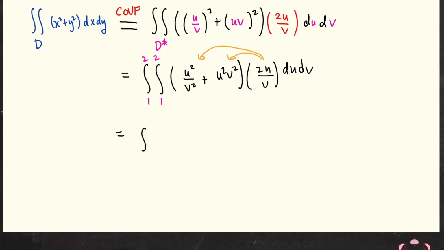Don't need to do the color coding. Let's just, okay, 1 to 2, 1 to 2. All right, so let's see. This times 2u over v, I've got 2u cubed divided by v cubed, and plus, let's see, 2u cubed times v.